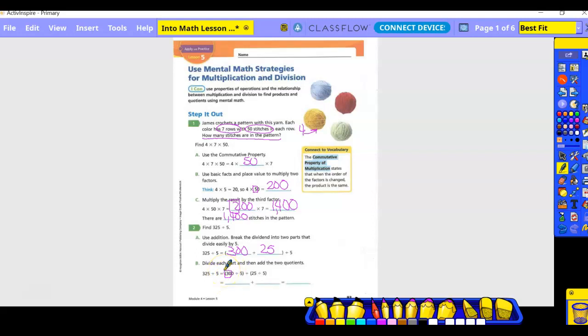What is 30 divided by 5? 6, and add a 0. 25 divided by 5 is what? 5. So 60 plus 5 is 65, so 325 divided by 5 is 65.